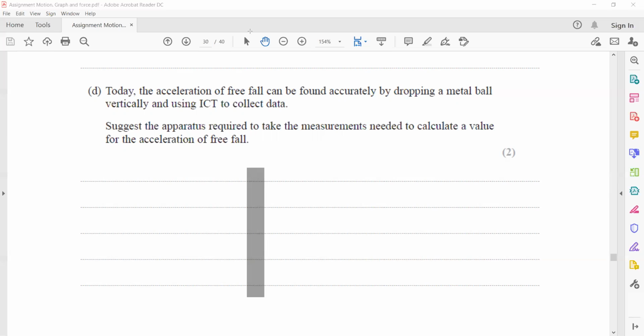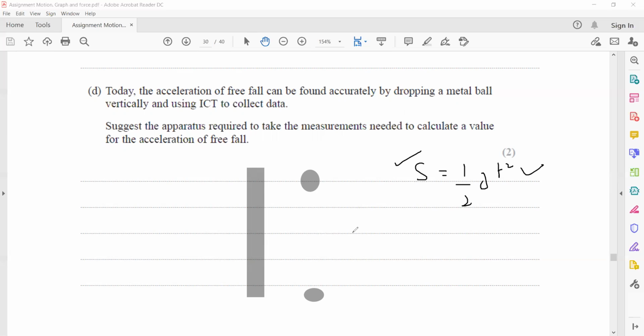First thing, we want to measure a distance and the time, because using this we can work out the formula. s equals ut plus half at squared, and if the initial velocity is 0, s equals 1/2 g t squared. So we want to measure the time and the distance it will take to fall.